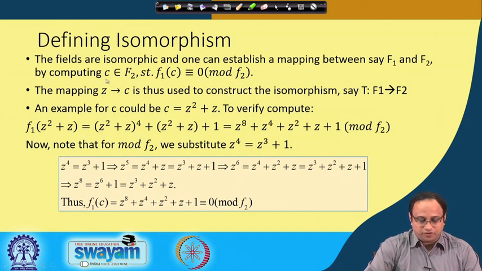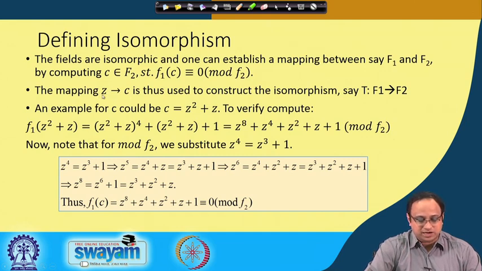So, first what I do is I start computing an element C which belongs to F2, such that if I take the irreducible polynomial F1, which is the irreducible polynomial of the first field, and then substitute C in that, I will try to calculate this modulo of F2. And if I calculate modulo F2 and I get 0, then I will say that my Z is mapped into C. So, what is Z?